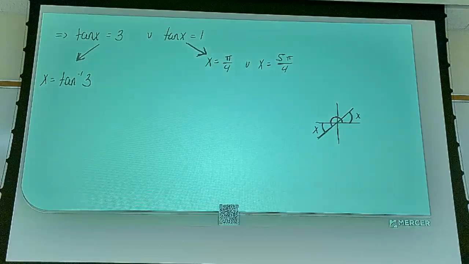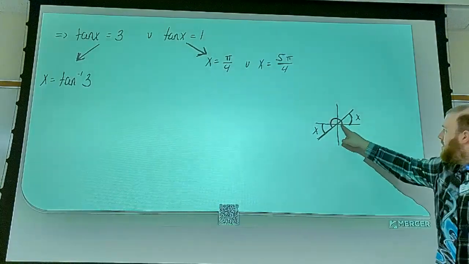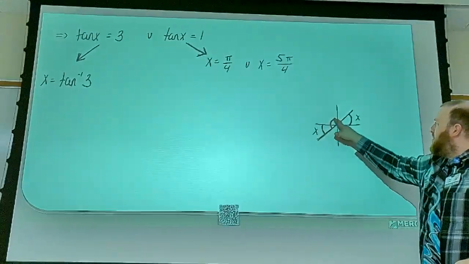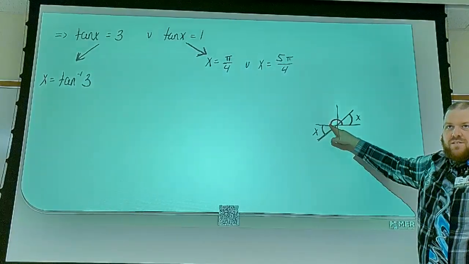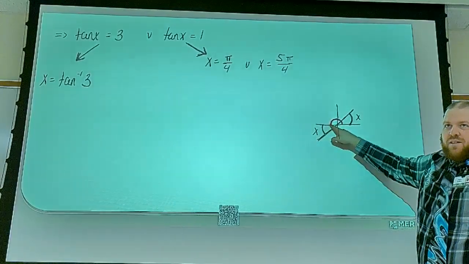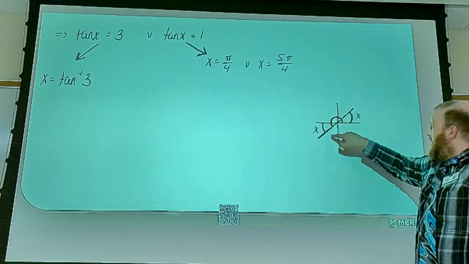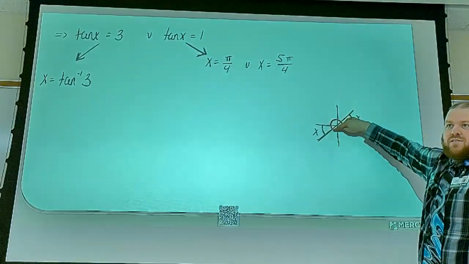Well, we know what that angle is, right? Which is what in radians? Just pi, right? Pi, and then don't we go down x? That's pi plus x. But x is inverse tangent of 3. There's your second solution.